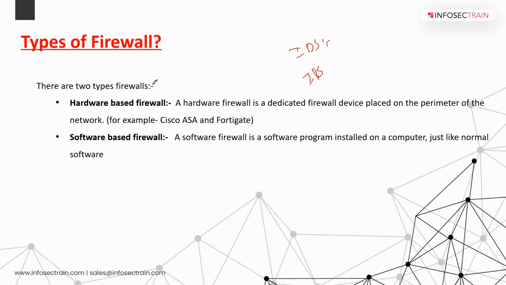That's why we have an IPS, intrusion prevention system. If anything malicious arrives in the network, it generates an alert, and apart from that it gives the resolution as well. It straight away takes action and blocks that particular network.